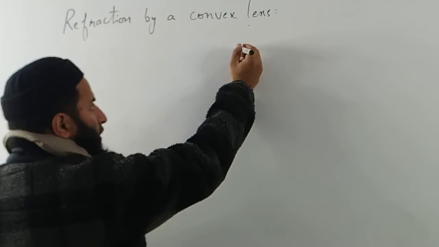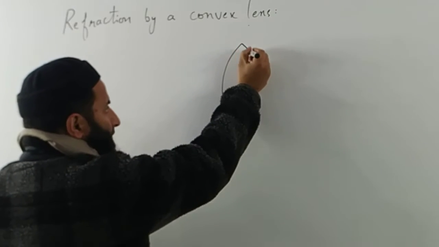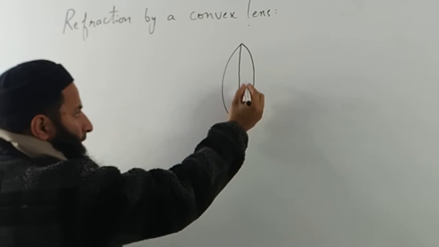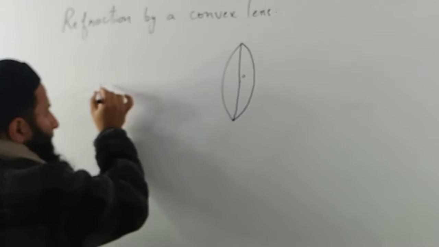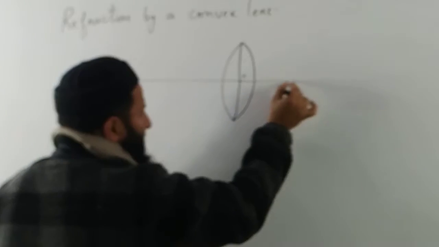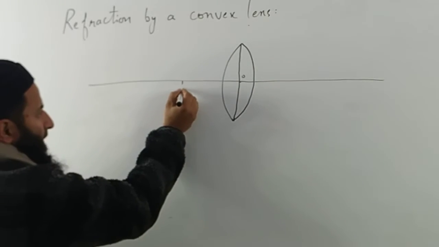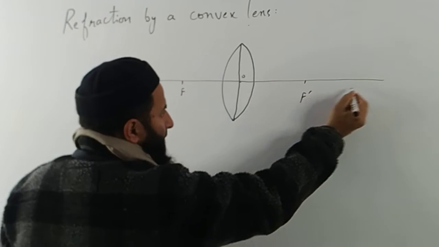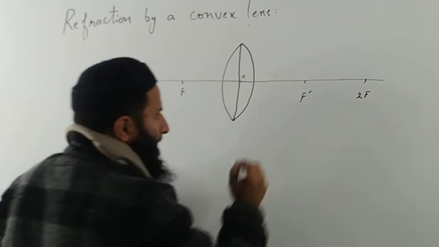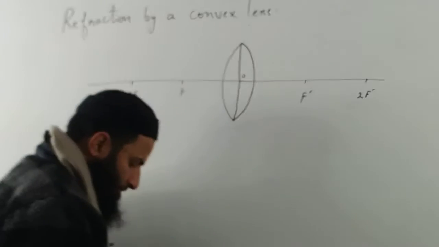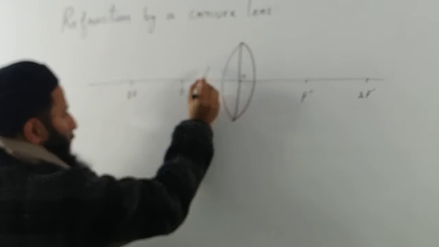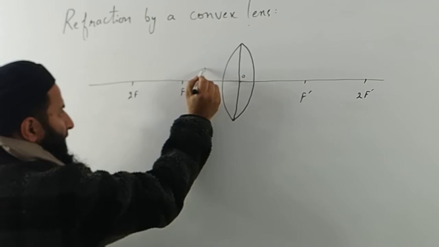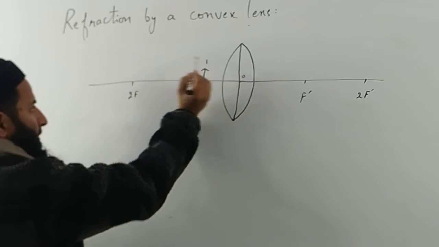When we draw the diagram of a convex lens, you please check it here. If this is focus and this is double focus, again focus and double focus. We can place the object in between O and F, optical center and focus. We can place it here. That is position number 1.